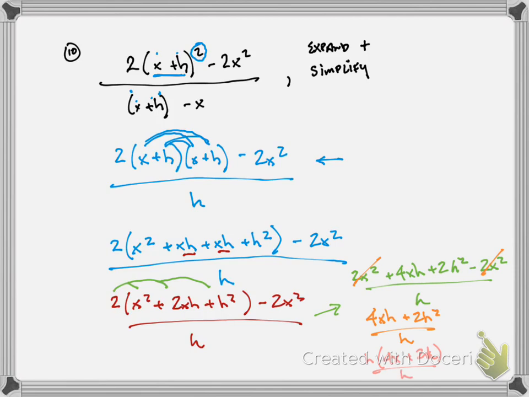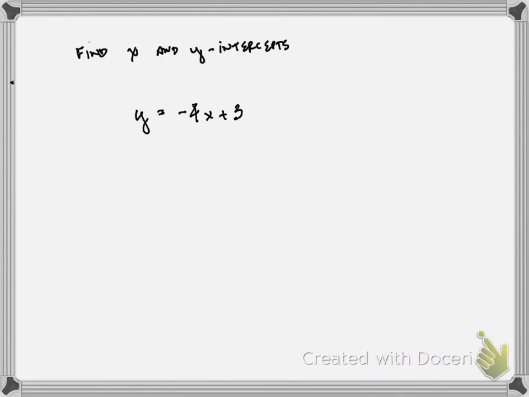And our h over h reduces to 1. We're left with 4x plus 2h. Again, you can check this last step by redistributing the h and making sure that you end up with what you had before. In this case, that would give us our 4xh plus our 2h squared. So this is the fully expanded and simplified version.